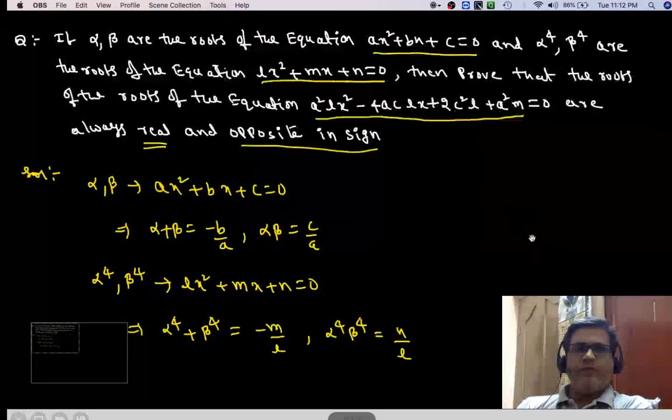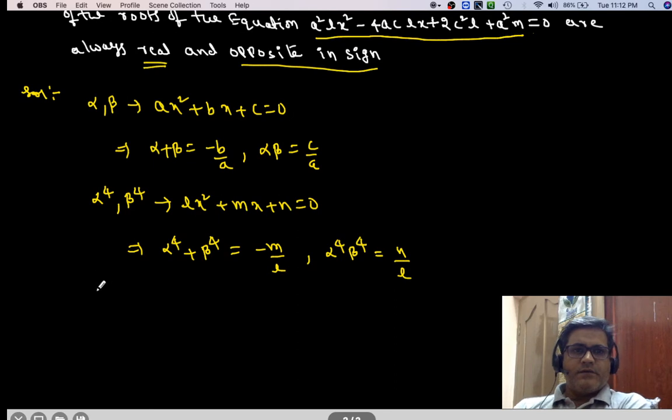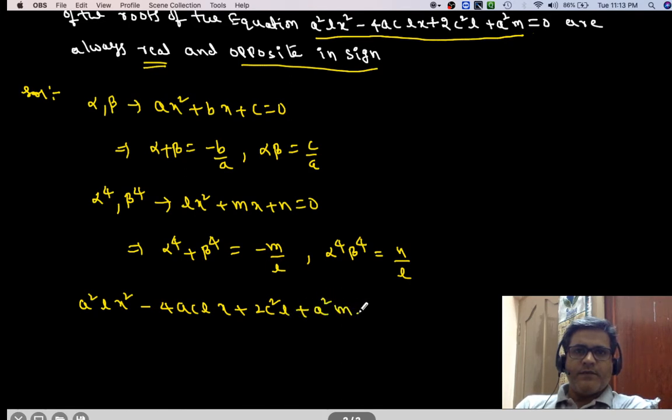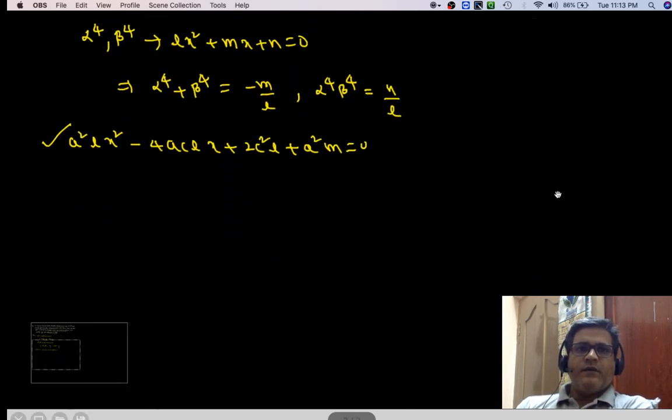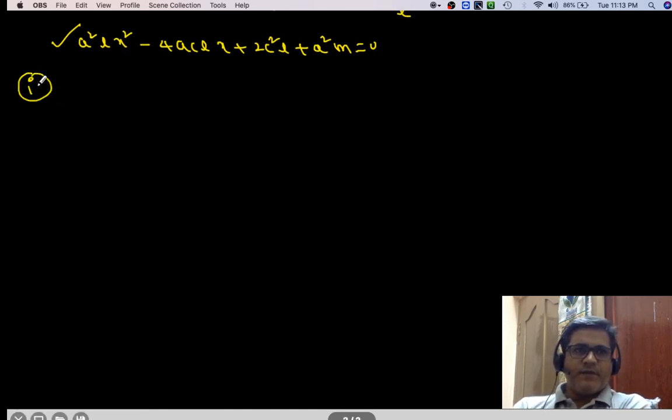Now what we need to prove? The roots of this third quadratic, that is a²lx² − 4aclx + 2c²l + a²m = 0. For this quadratic we need to prove the roots are real and opposite in sign. So the first part is, are the roots of this quadratic equation real?